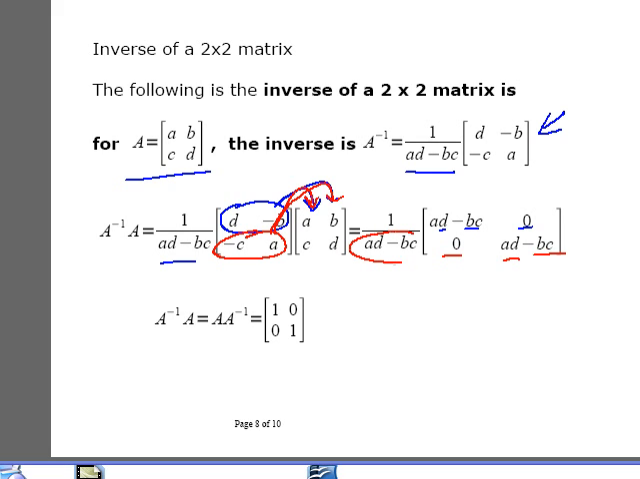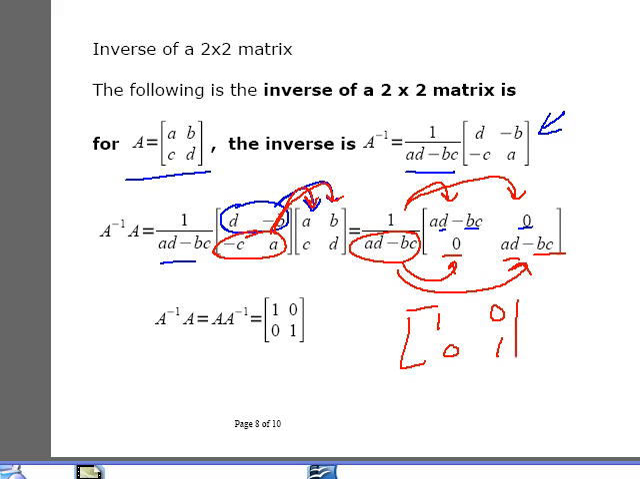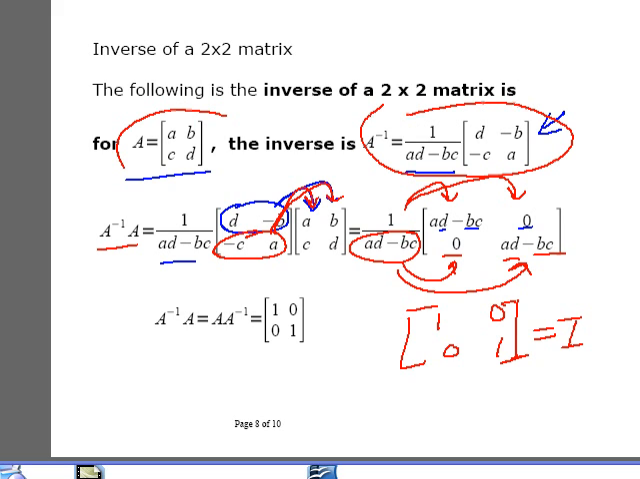And scalar multiplication, remember, that will distribute to every term. Won't matter here or here, but it sure will make a difference here, and the result will be 1, 0, 0, 1, which is the identity matrix, showing that this is the inverse of this.